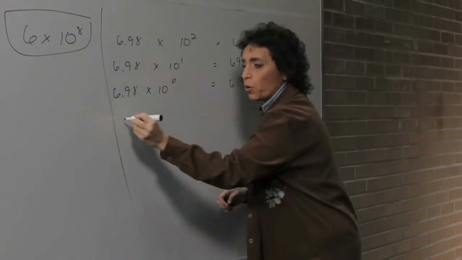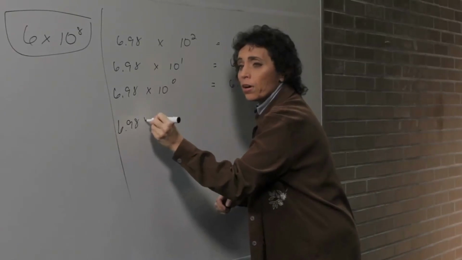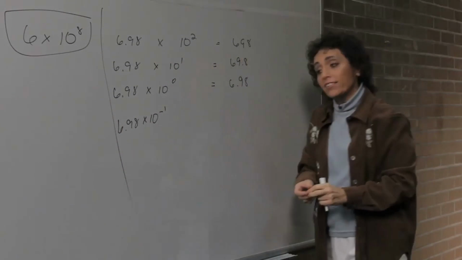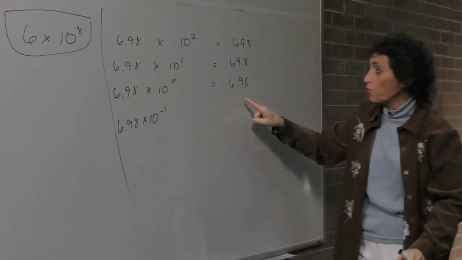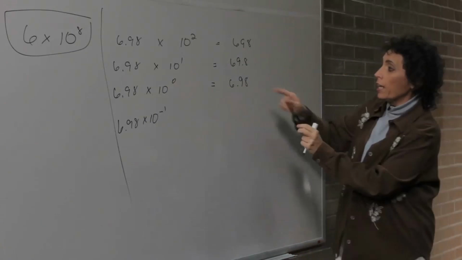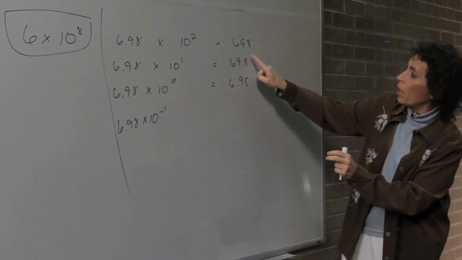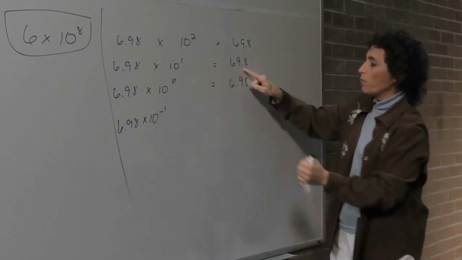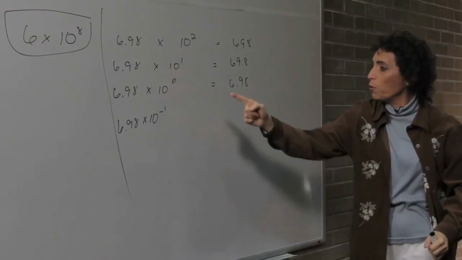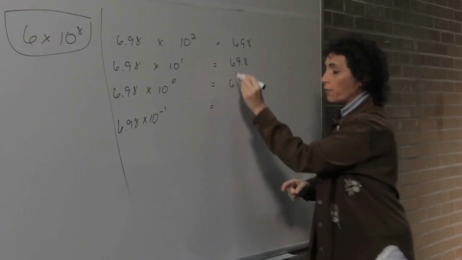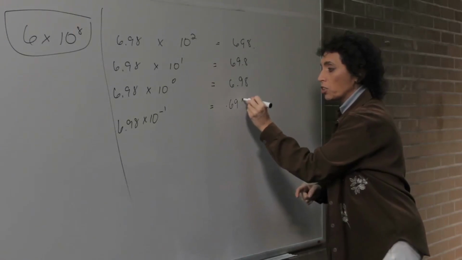Now we have 6.98 times 10 to the negative 1. Now listen, here's what's really interesting about this. If we just follow the pattern, look what's going on. Here the decimal place is at the end. Here it's before the 8. Here it's before the 9. So it keeps moving. So I almost would guarantee if you follow our pattern, this would be 0.698.